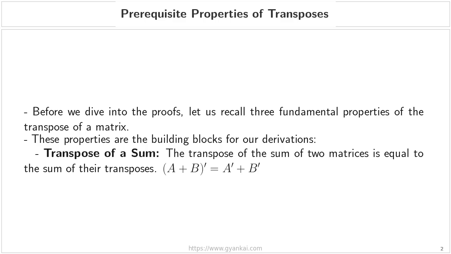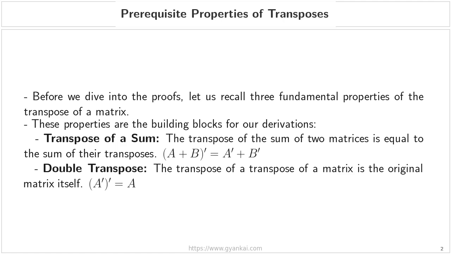First, let's look at the transpose of a sum. This property states that the transpose of the sum of two matrices is equal to the sum of their individual transposes. In other words, the transpose of A plus B is equal to the transpose of A plus the transpose of B. Next, we have the double transpose property.